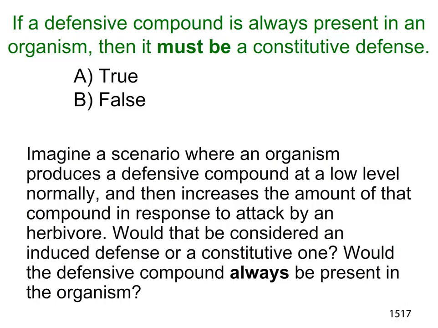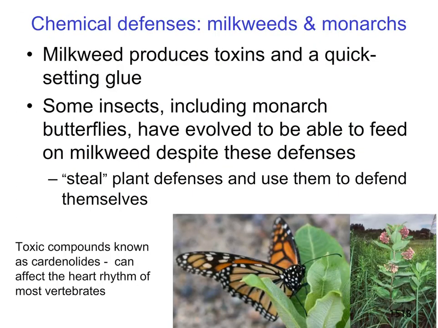You know, plants are also amazing because they do all these crazy things. To be able to induce a chemical defense because you know that you're getting munched on by an herbivore, again, we don't give our plant brethren enough credit because they actually can tell. When it comes to chemical defenses, great examples are milkweeds and monarchs, okay? Milkweed produce toxins and a quick-setting glue, and a few insects like monarch butterflies have evolved to be able to feed on milkweed despite those defenses.